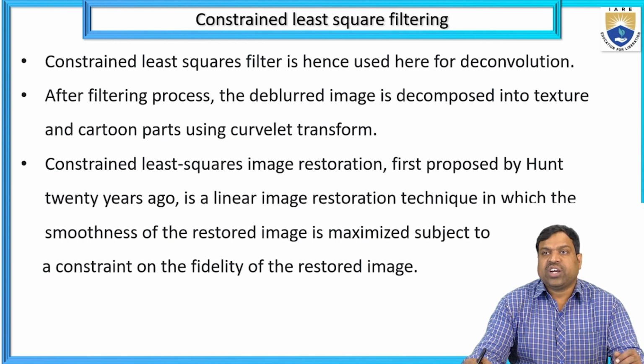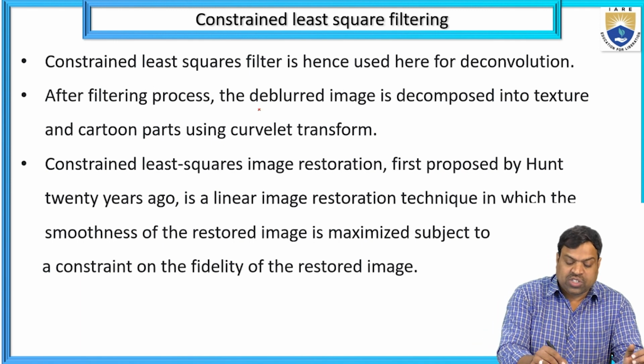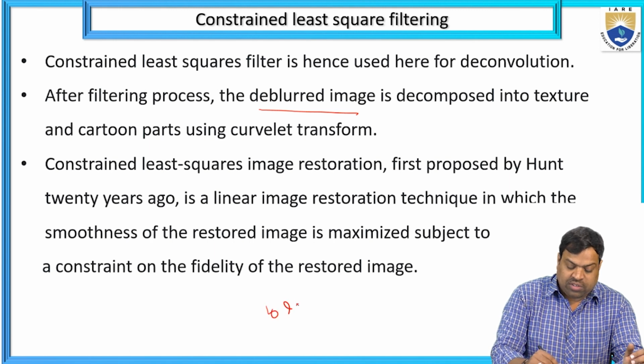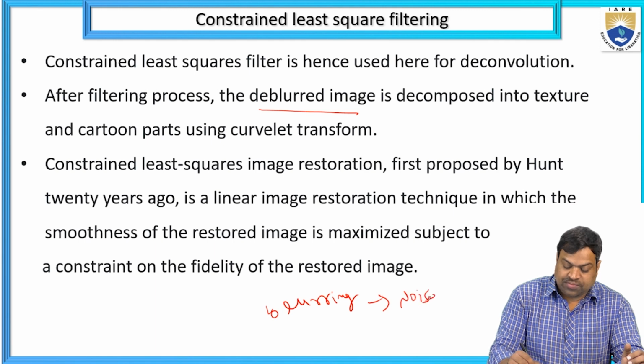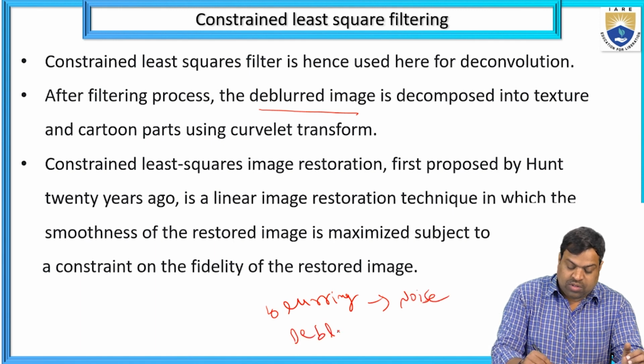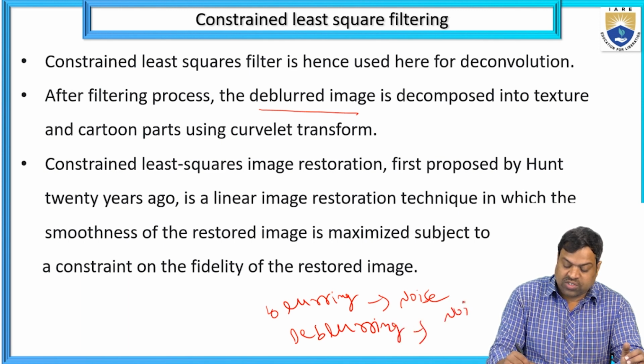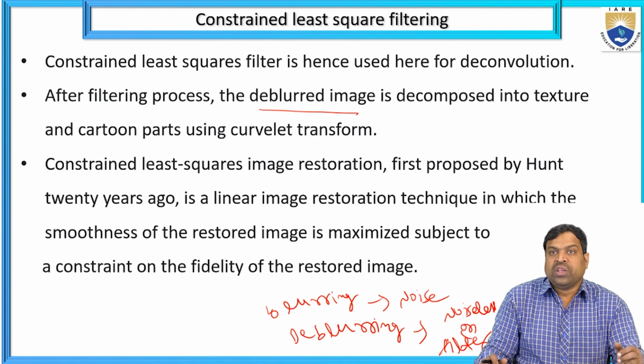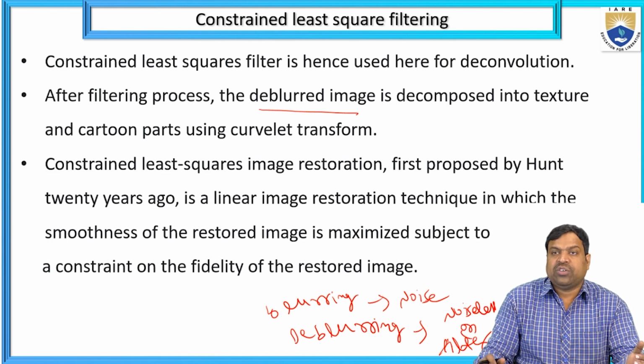So it is a deconvolution method and it is used for deblurring the image. The blurring is the noise. When I am going for deblurring, I am using a filter, so deblurring means a filter is applied to reduce the noise, or for denoising.